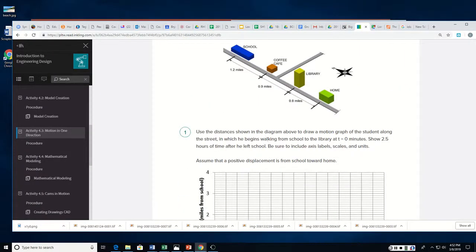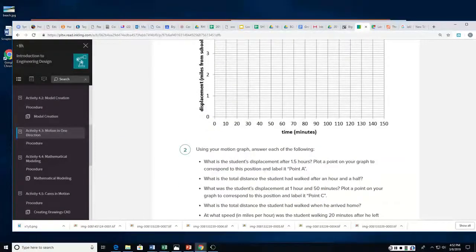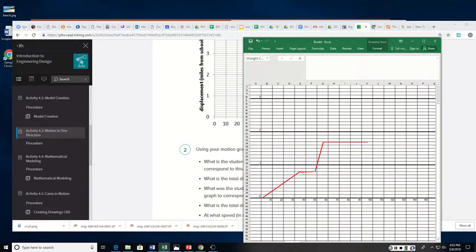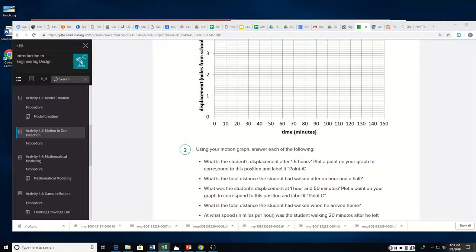Use the distances in the diagram above to draw your motion graph. There it is right there. Using your motion graph, what is the student's displacement after an hour and a half? Well, on our graph right here, we would find an hour and a half, which is 90 minutes, and his total displacement was 1.7 miles. See how easy that is? We can look anywhere along the line. His total displacement is 1.7 miles. And then what's the total distance he had walked after an hour and a half? Y'all can figure that out. You are smart.